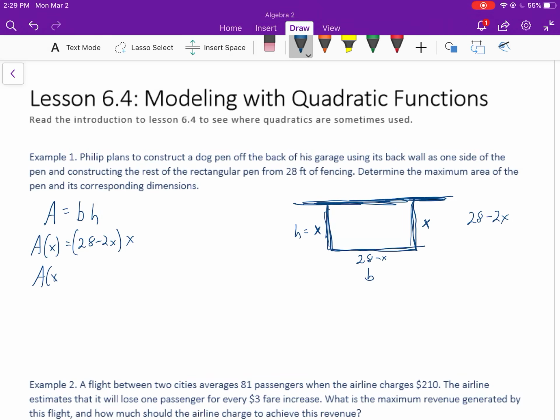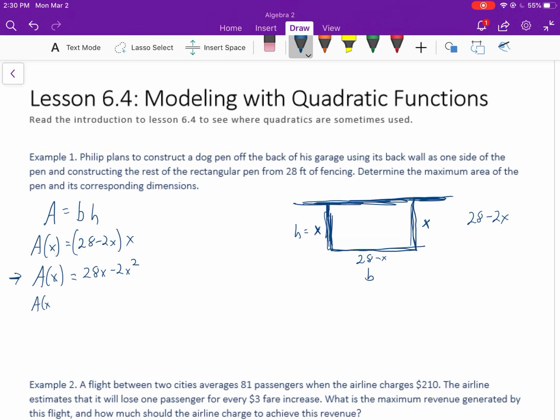So what we're going to do here is multiply this out. So we have 28x minus 2x squared. And we want to graph this. So this is going to be a function that represents the area. We're not going to do this every time, but if we let x be 1 foot, the height would be 1 foot, we could find the area of a pen if it was 1 foot here and then a really long pen. But what we want to do is maximize the area. We want to find the highest possible area.